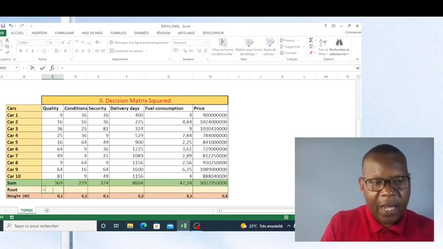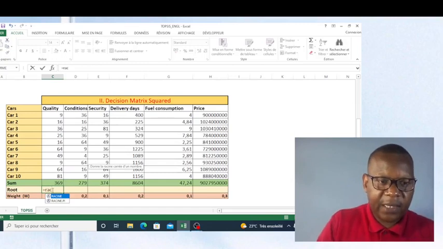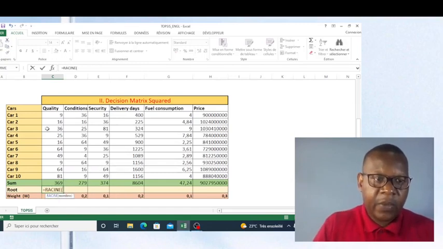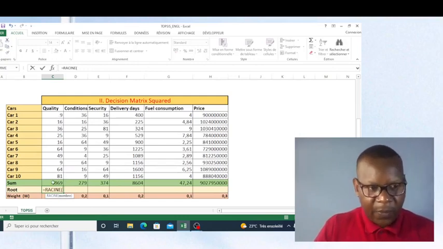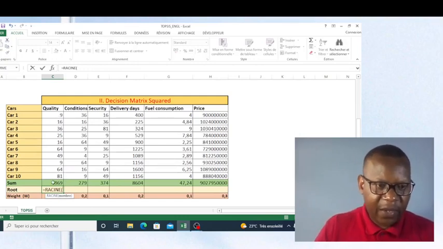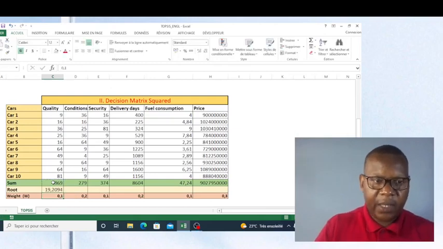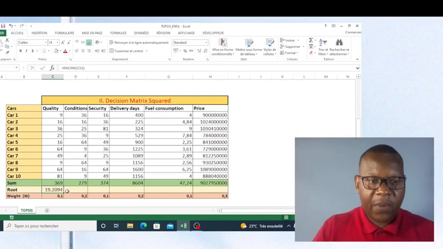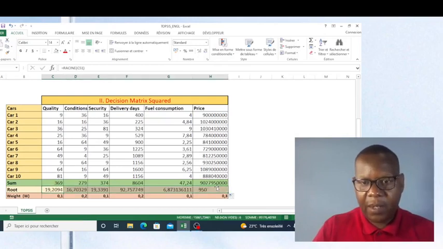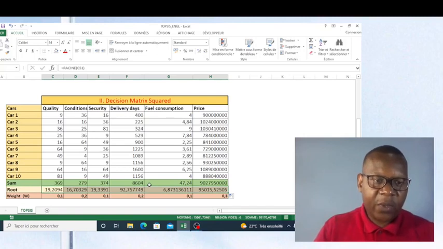Then I have to find the square root of this value so as to use it to make a normalization. In Excel the function is RACINE; you have to find the corresponding function when you are using an English computer. Now I make the square root of this value, press enter, and copy this formula to the other criteria.